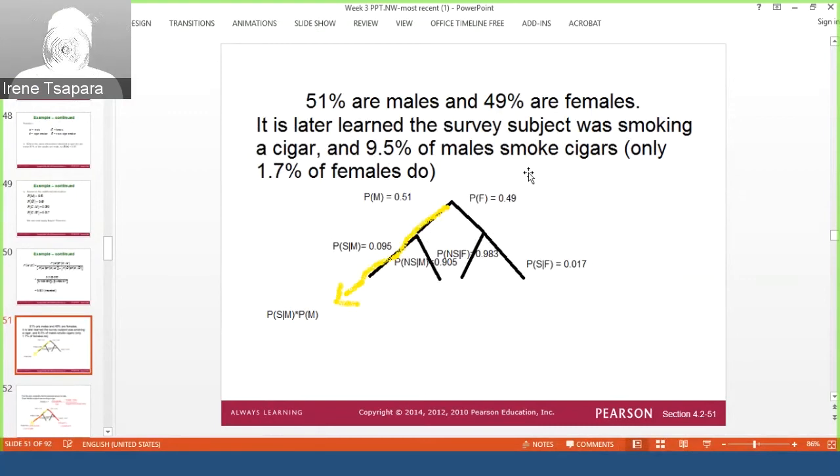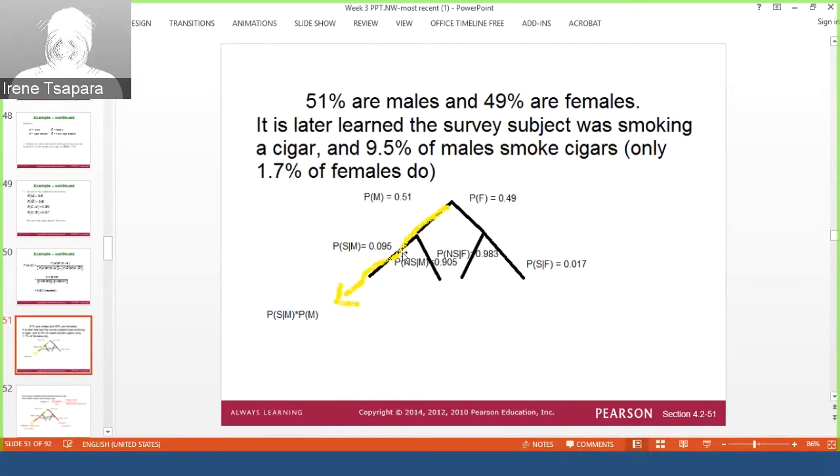The first step of the decision tree, the first level, gives us two branches. The first branch gives us the probability of the event of being male. The second is of the event of being female, the prior probability, right? So the probability of being male is 51%, the probability of being female is 49%. At the second level now, I consider each one of the posterior knowledge that I get. That is 9.5% of males smoke cigars, 1.7% of females do.